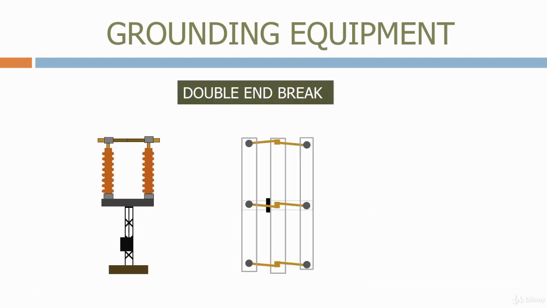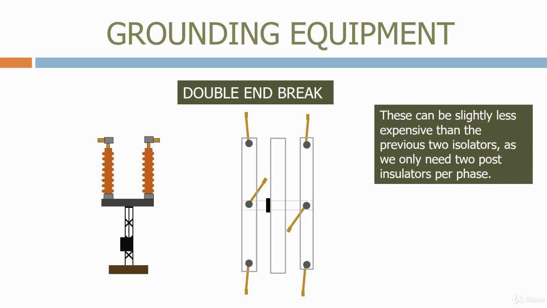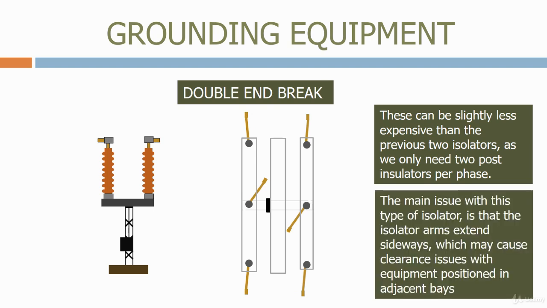The next type is the double end break isolator. Let's operate the isolator to see how it works. These can be slightly less expensive than the previous two isolators, as we only need 2 post insulators per phase. The main issue with this type of isolator is that the isolator arms extend sideways, which may cause clearance issues with equipment positioned in adjacent bays.